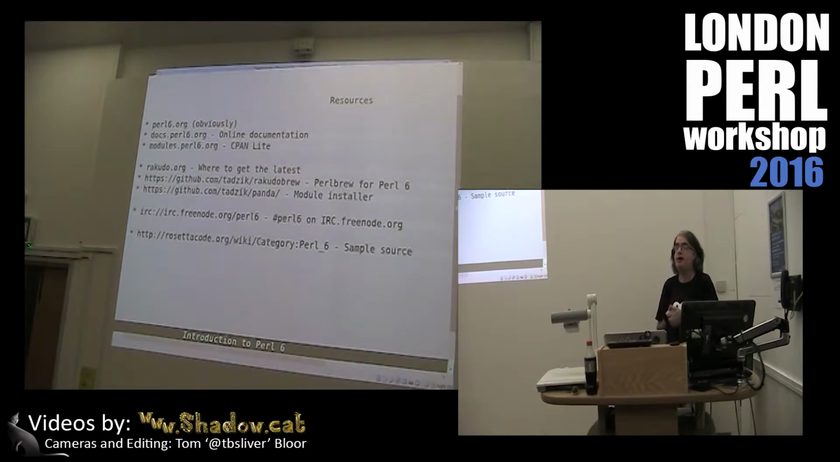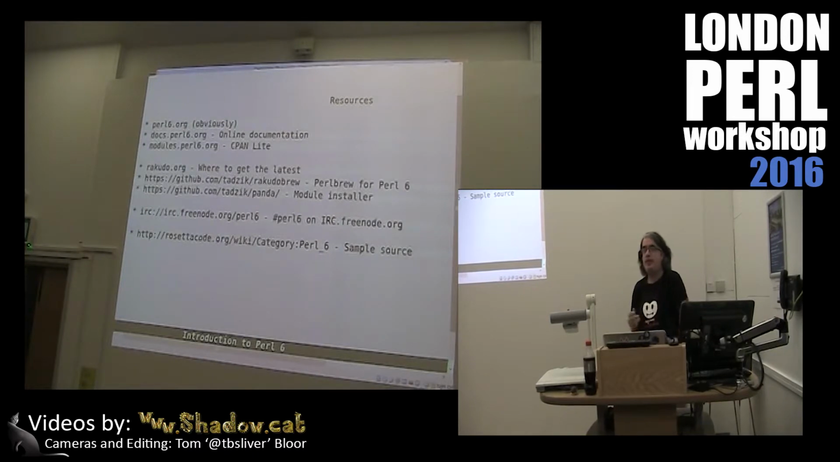So you go out to modules.perl6.org, and you need to download those modules to make them worthwhile. So right now we have Tadzik's Panda module, which is a CPAN minus client for Perl 6. There's also Zef, Z-E-F, which is also available on GitHub. That lets you download modules as well. Right now, most of what we have is hosted at GitHub. That will change soon, if it hasn't already.